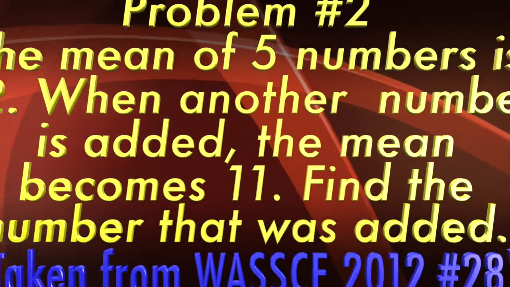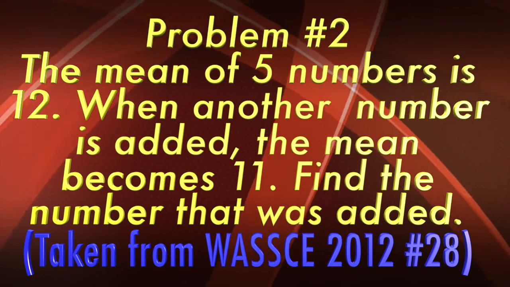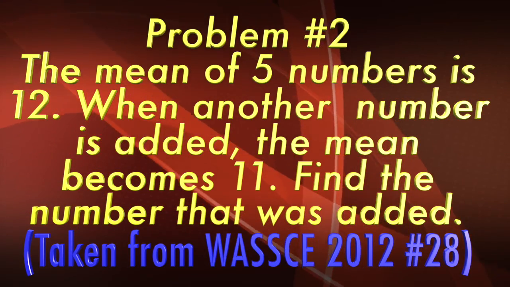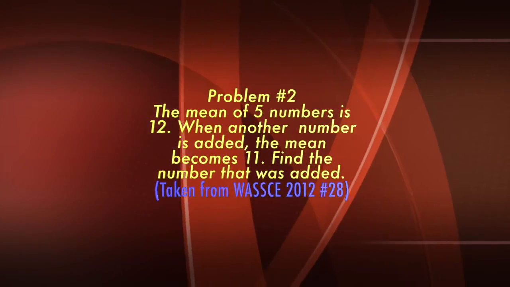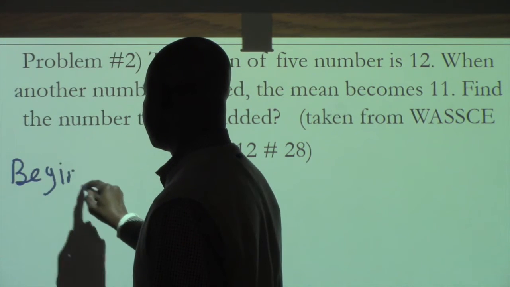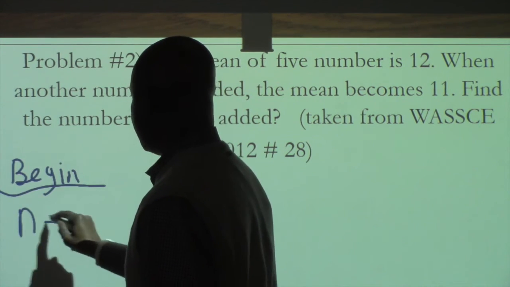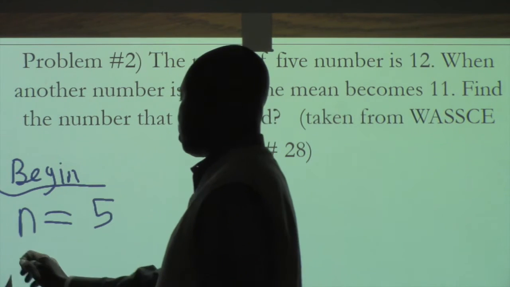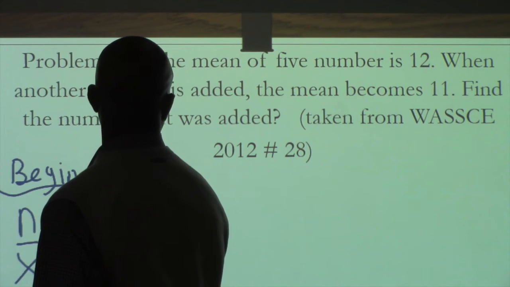It says the mean of 5 numbers is 12. And when another number is added, the mean becomes 11. So let's take 2 cases here. Let's take the initial case here. In the beginning, how many numbers do we have? The mean of 5 numbers. So we have 5 numbers. And the mean for those numbers was what?